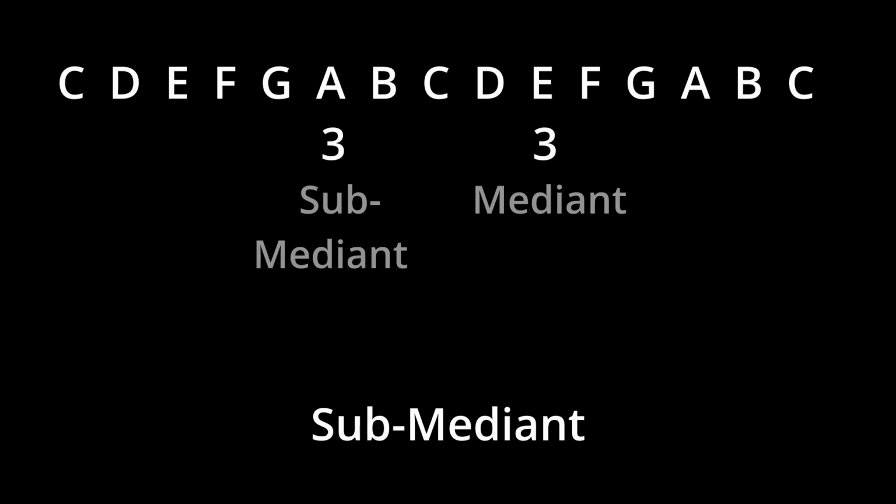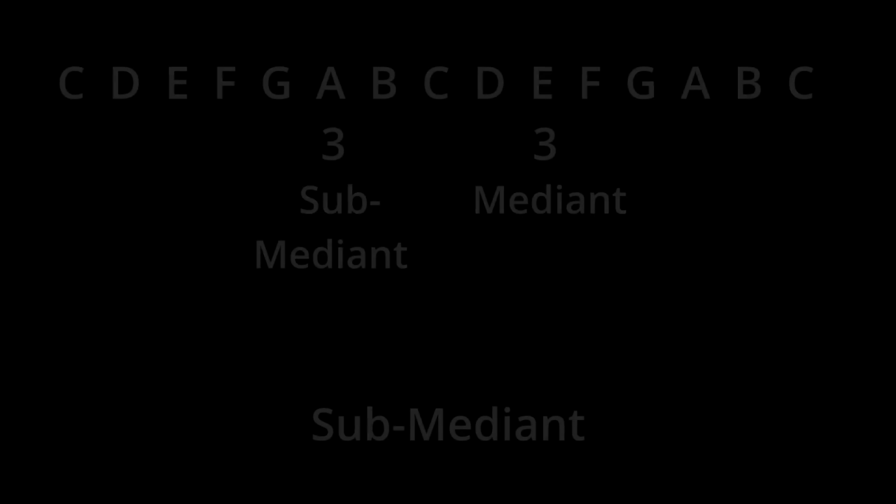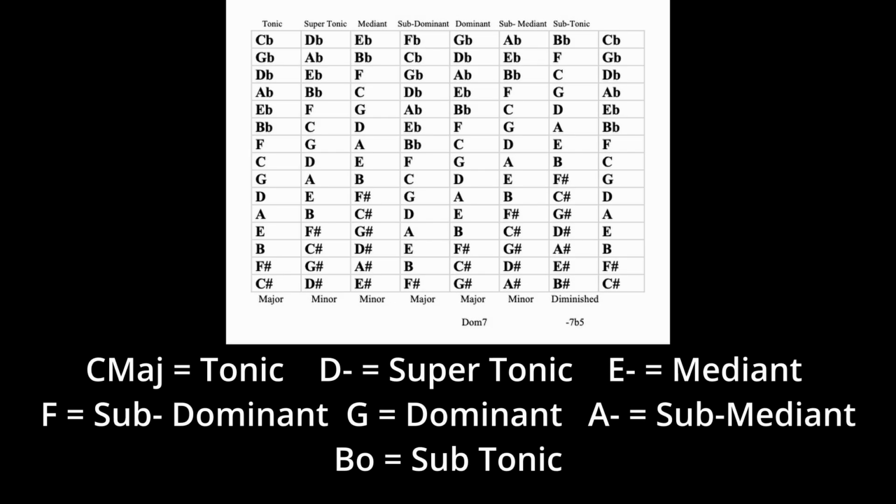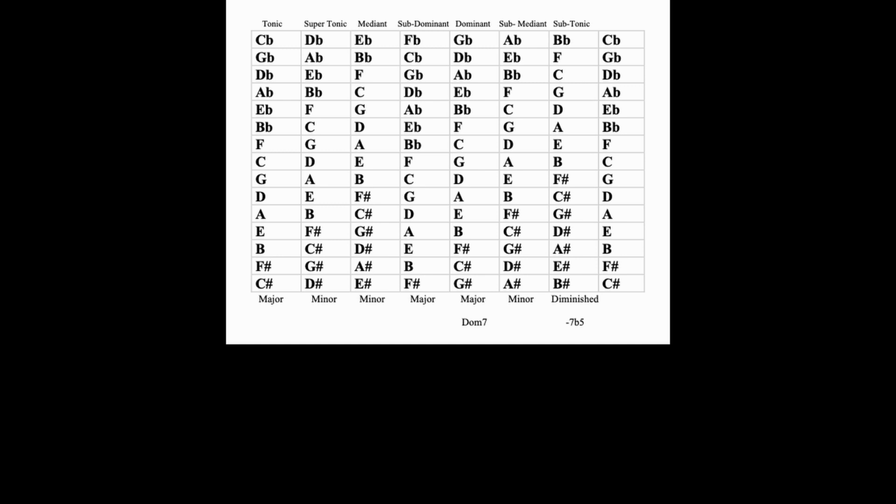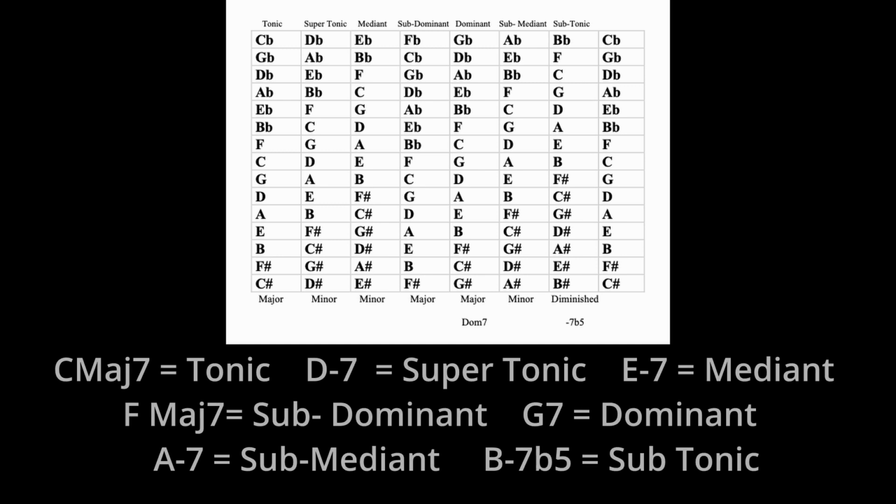In a key, the sixth chord degree is referred to as the submedian. We arrive at the submedian by moving 3 degrees behind the C note. In the key of C, C major is the tonic chord, D minor is the supertonic chord, E minor is the median chord, F is the subdominant chord, G is the dominant chord, A is the submedian chord, and B diminished is the subtonic chord. These chord degree names apply to the triads as well as the seventh chords.